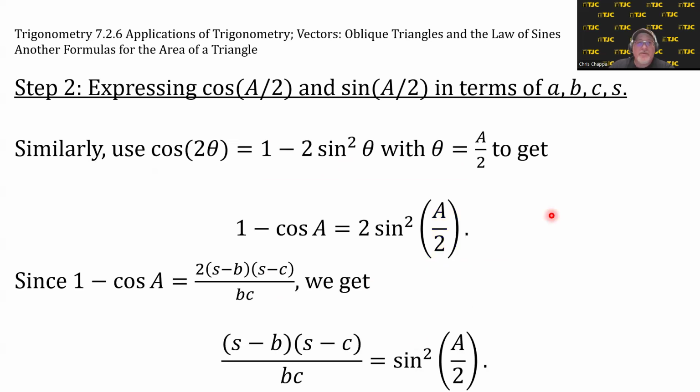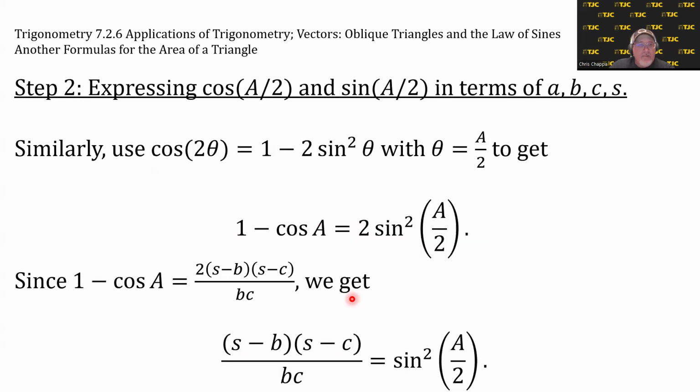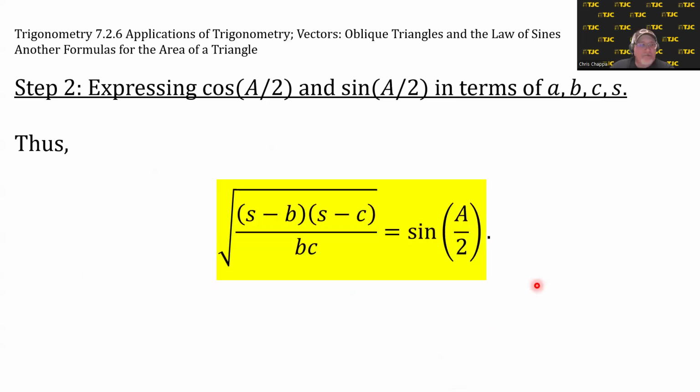Bear with me. Now, we could also use another double angle formula: cosine of 2 theta equals 1 minus 2 sine squared theta, with theta equals A over 2, to get 1 minus cosine of A equals 2 sine squared of A over 2. But since 1 minus cosine of A equals this fraction, remember we saw that back here, that means we get 2 sine squared of A over 2 equals this fraction, but the 2's cancel, and then we take the square root and we get this.